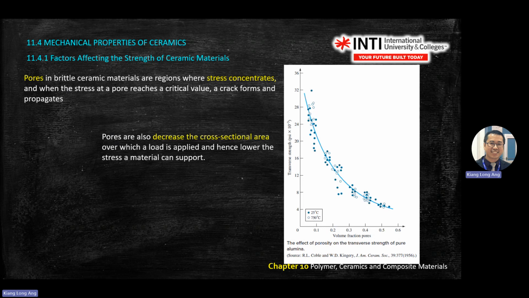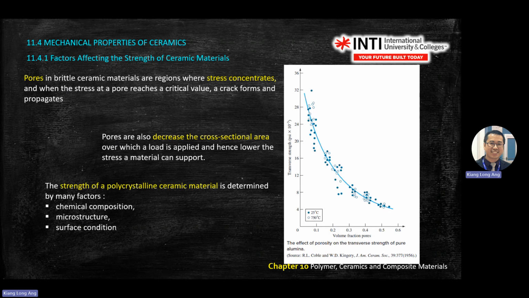Pores also decrease the cross-section area over the load applied, and lower the stress the material can support. This one is the volume fraction of pores, and the y-axis is the strength, transverse strength. Another type of ceramic is called polycrystalline ceramic, meaning you have loss of shape of the crystalline cell. They are affected by chemical composition, microstructure, surface condition, and temperature also.